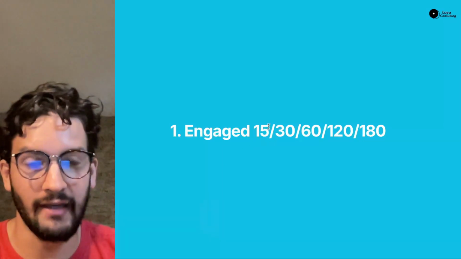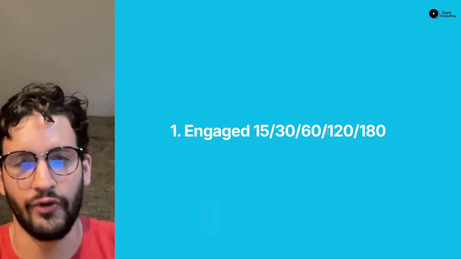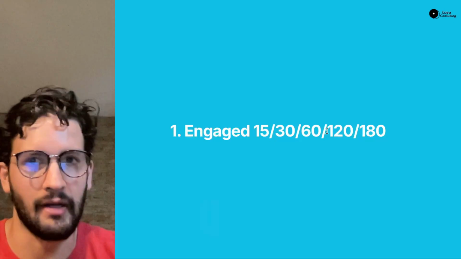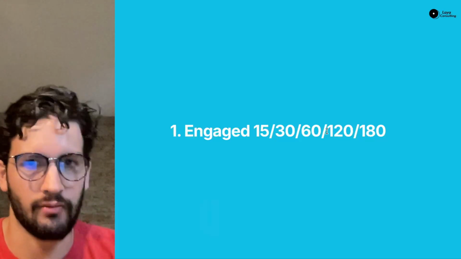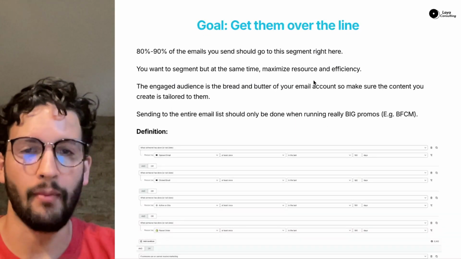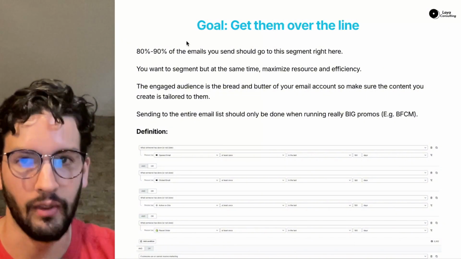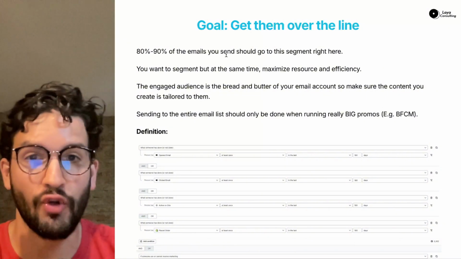Could be like 15 days, 30 days, 60, 120, 180, whatever it is. Depends on your, of course, deliverability state at the moment. But this is going to be the bread and butter of your segmentation, right? So the goal with this segment right here is to get them over the line, get them to purchase from you. So as I mentioned before, 80 to 90% of the emails you send should go to this segment right here.